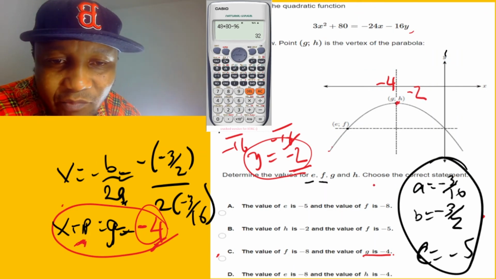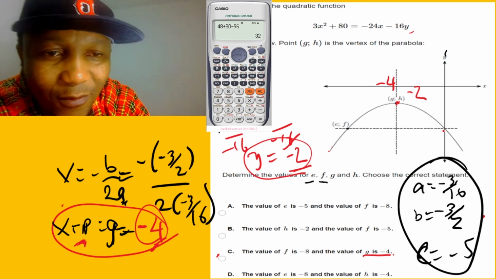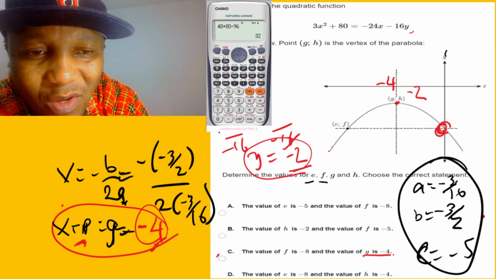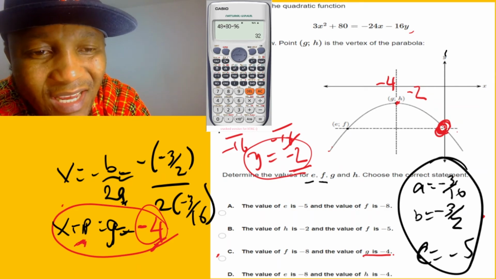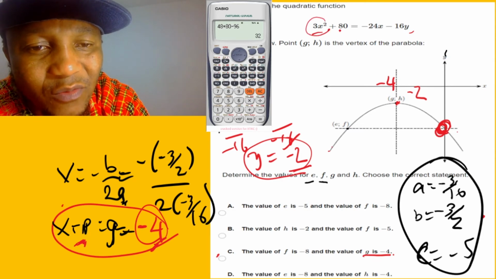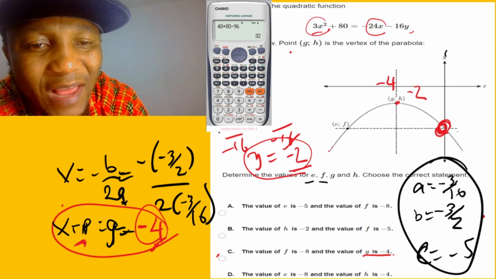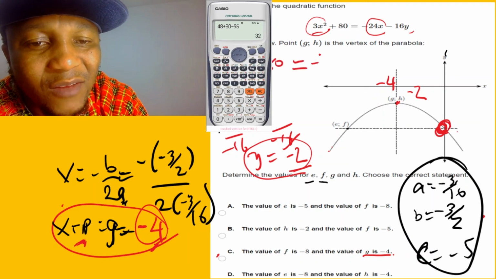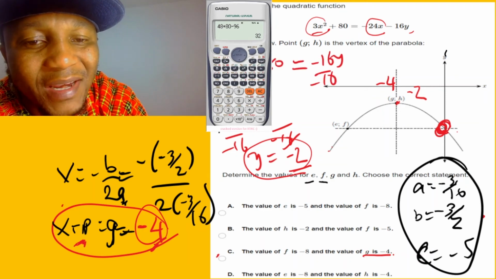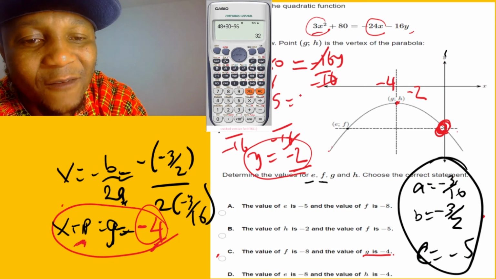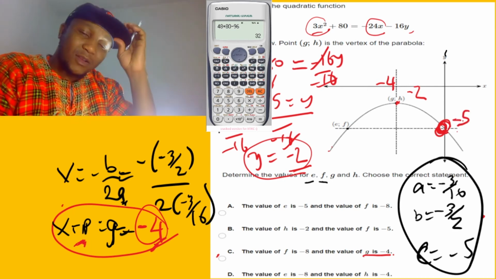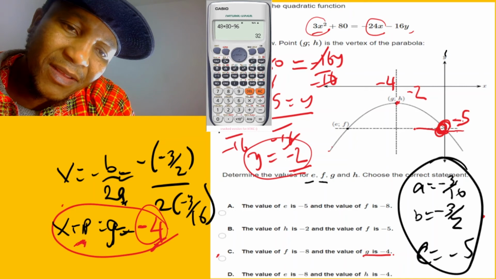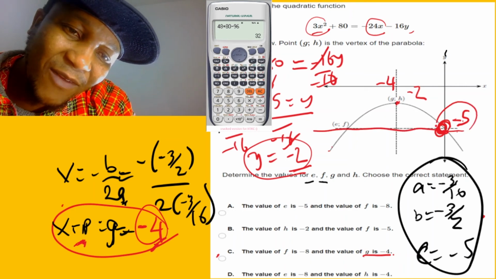Now look at this value here. This is the y-intercept because it cuts at y. Whenever there's a y-intercept, x equals 0, meaning when anything cuts at y, x equals 0. So this becomes 3 times 0, 0, and -24 times 0, 0. So you're left with 80 equal to -16y, divided by -16. This and this cancel, so it gives us -5. So y equals -5. So the coordinate here equals -5, the value of y.